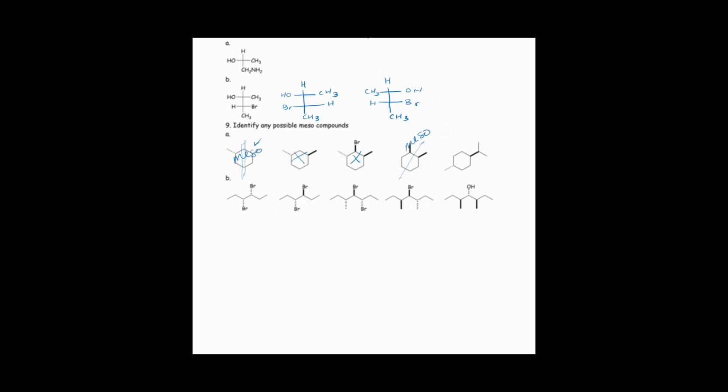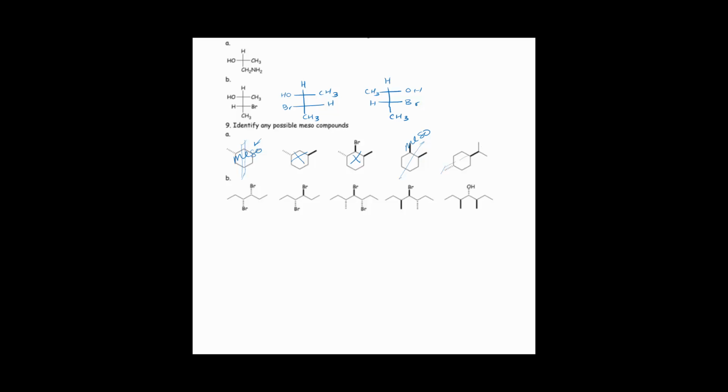And finally, for number 9, let's identify some possible meso compounds. So the quick way to identify a meso compound is to look for a plane of symmetry. A has a plane of symmetry through these 2 carbons right here. So this is a meso compound. This is not. It does not have a plane of symmetry. This is a meso compound. It has a plane of symmetry. This is not, no plane. This one does. This one does.